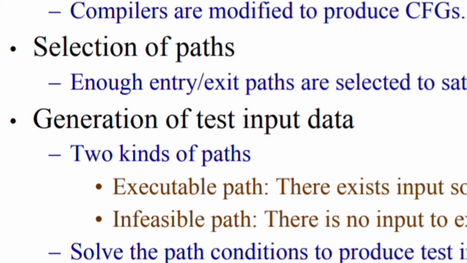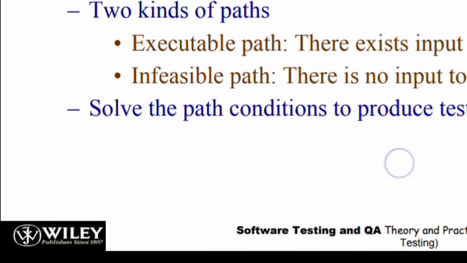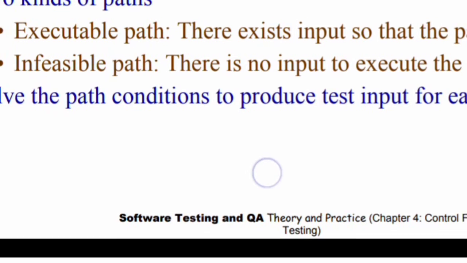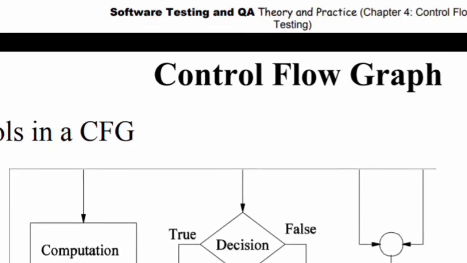The important points to remember in control flow testing are: the inputs to the test generation process, generation of CFG, selection of paths, generation of test input data, two kinds of paths, executable paths and infeasible paths, and solving the path conditions to produce test input for each path.